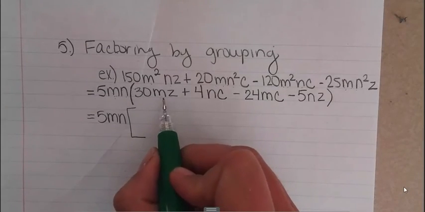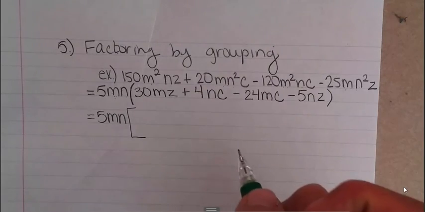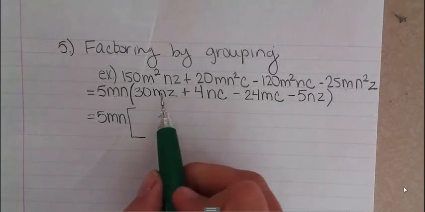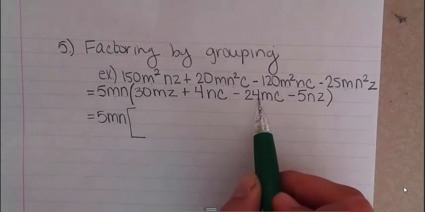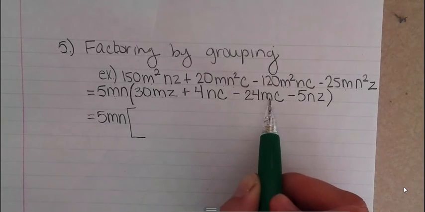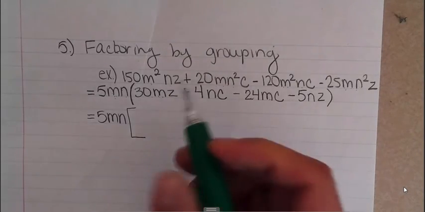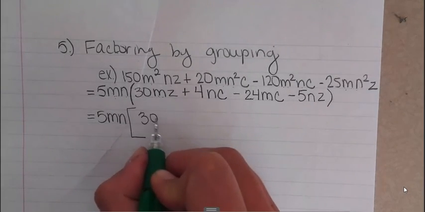So what I'm going to do here is group my terms. I am looking for terms that have common factors, okay? So, for example, I see that 30 and 24 would both have a 6, and they both have an m as well. Okay, so I am going to use 30 and negative 24. I'm going to group those, so I'm going to write those closer to each other.